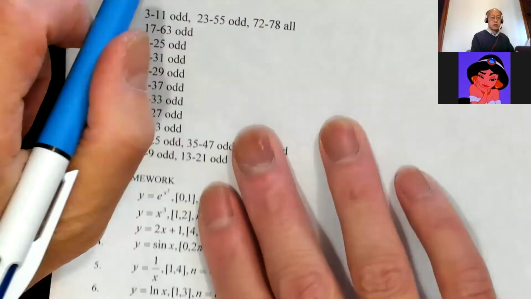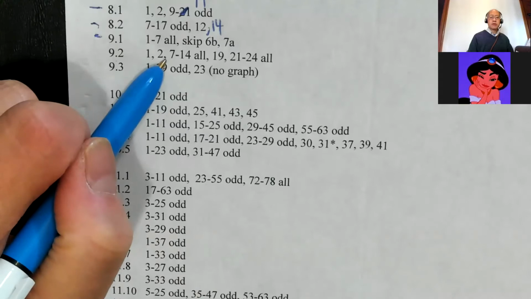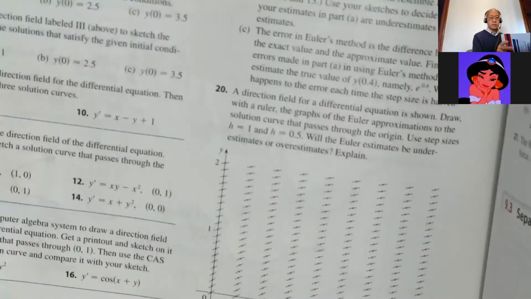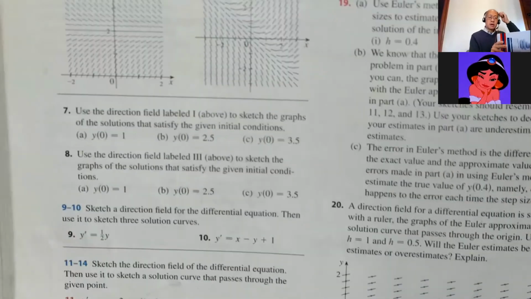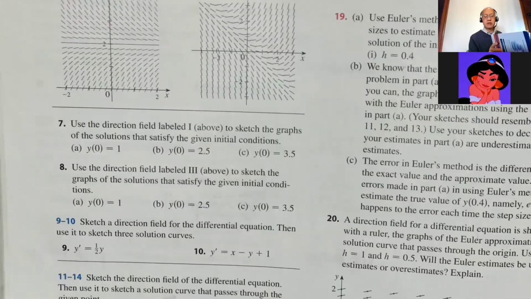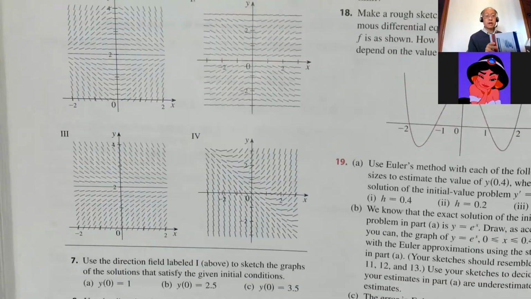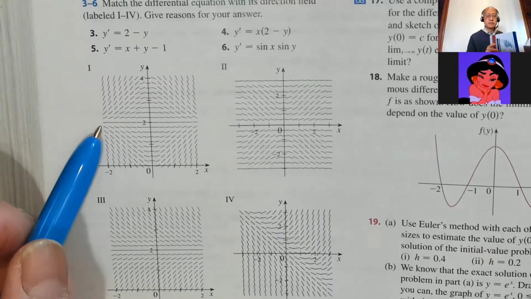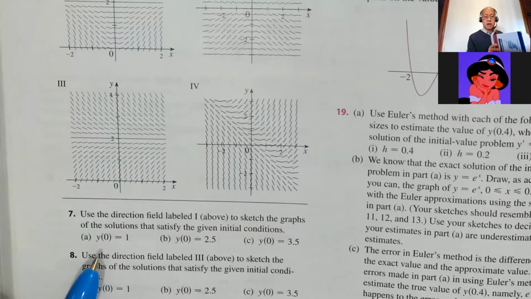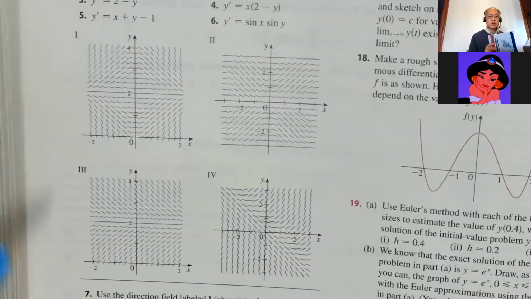Now, some more. 7 through 14. I think 7 and 8 are the only other ones. Seven and 8: use a direction field labeled 1 above to sketch the graph of the solutions that satisfy the given initial conditions. Okay, so number 1. All right, so we're looking at this one. Okay, y of 0 equals 1. 0, 1.